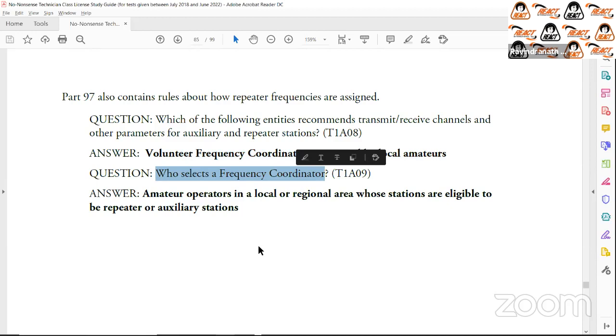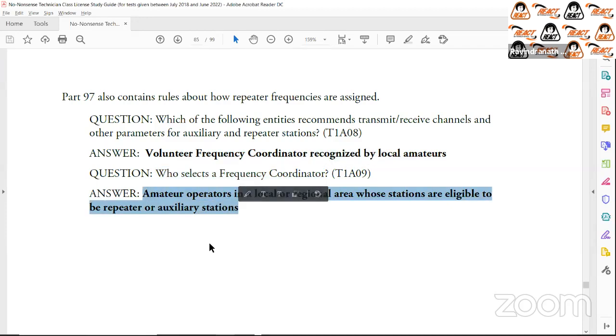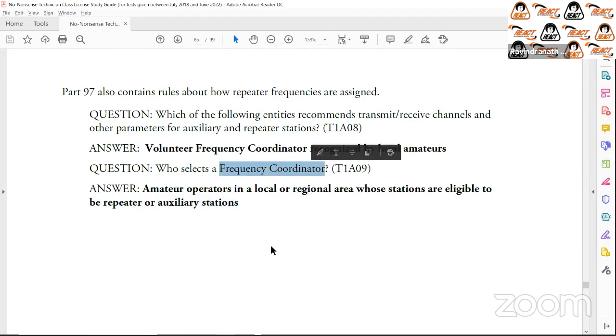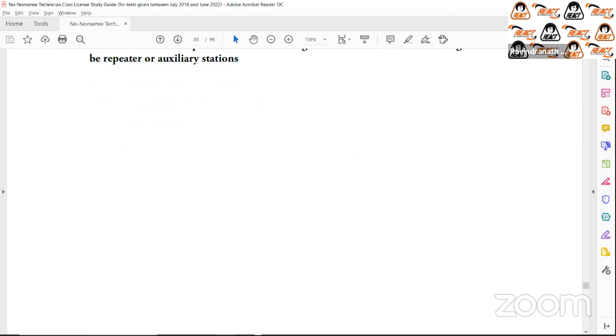Now, who selects the frequency coordinator? Well, it would be amateur operators in either a local or regional area whose stations are eligible to be repeater or auxiliary stations. So those are the persons who either have or want to have a repeater station or auxiliary station. They're the ones who vote or select the frequency coordinator. All right, let's move along.